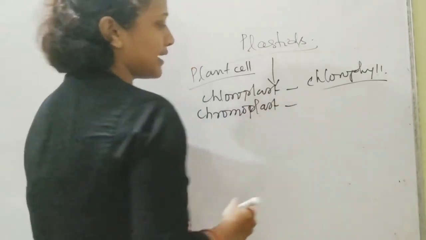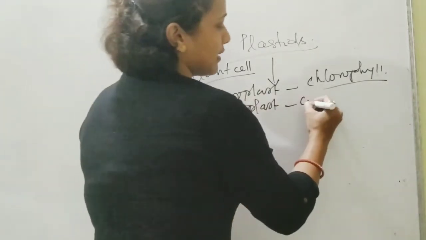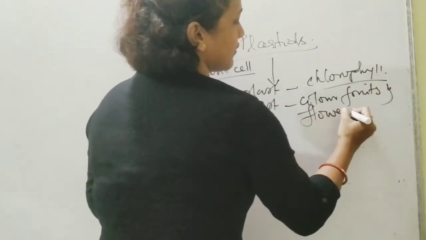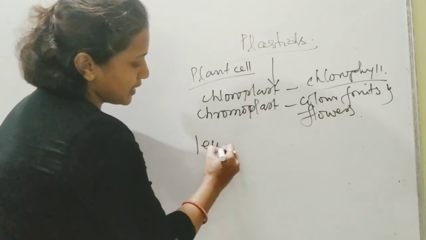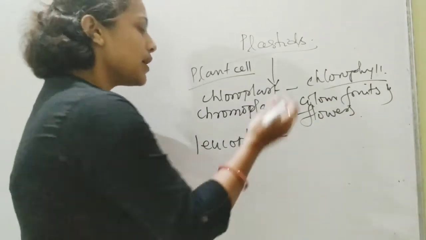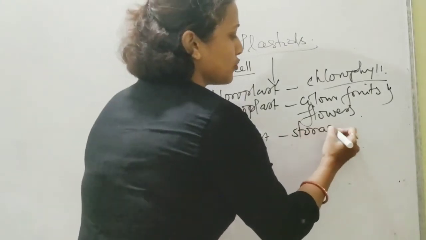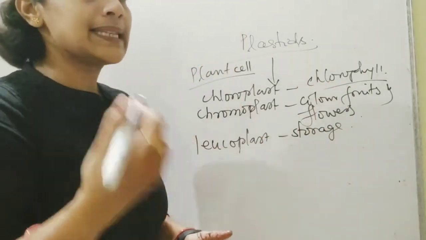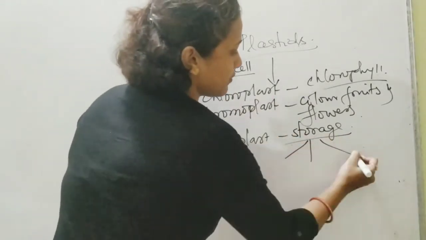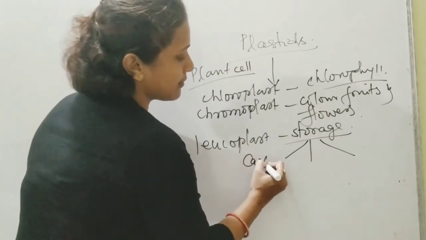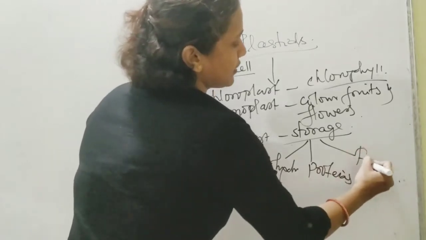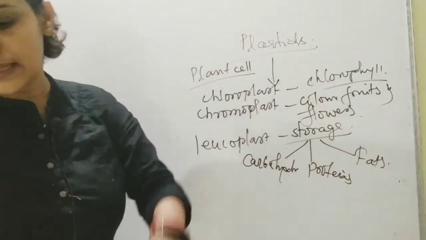The chromoplast contains a lot of pigments which impart the color to the fruits and flowers. Next we talk about the leucoplast. Leucoplasts are colorless, you can say whitish in color, and they are responsible for storage of food. So you can say they are food reservoirs. For storage of food you have three types: one is for your carbohydrates, another for your proteins, then you have fats. Carbohydrates, proteins and fats.